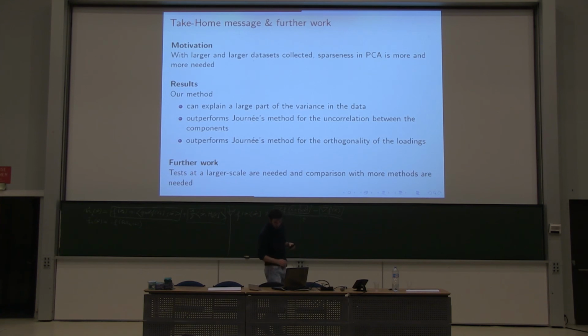And so, in conclusion, sparseness is more and more needed as we collect larger and larger data sets. And you need sparseness so you can interpret the results. This is why we focus on sparse PCA methods. Compared to other methods, and more specifically Journée's method, our method can still explain a large part of the variance, a bit less than Journée's method, but it still fits quite reasonably well. And it outperforms Journée's method both for the uncorrelation between the new components and for the orthogonality of the loadings, which are two very desirable properties.